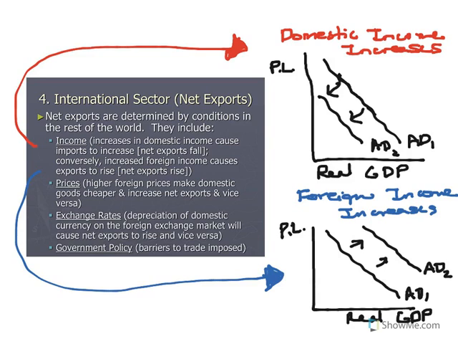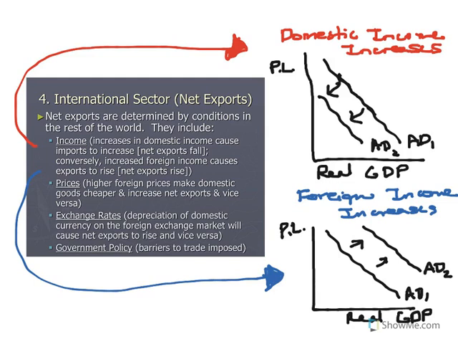Again, it alters the value of goods being imported and exported, which is why they have opposite effects on aggregate demand. Now, another factor that can influence net exports would simply be prices of goods and services relative to our trading partners.